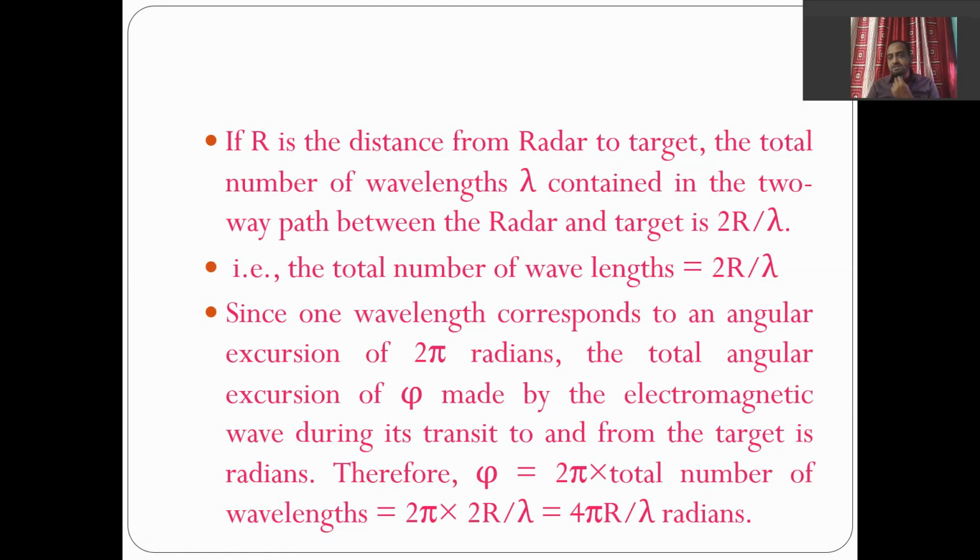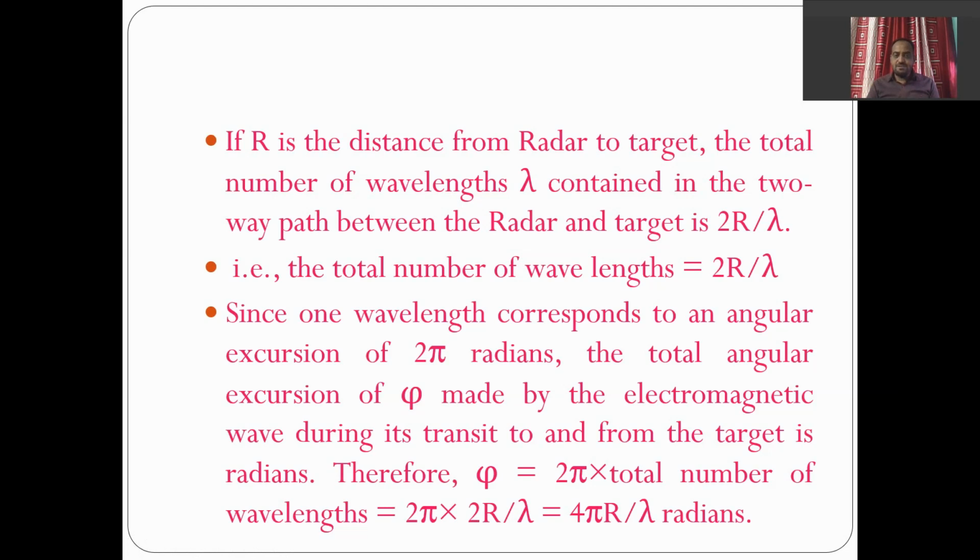Since one wavelength is a phase change of 2 pi radians, one wavelength represents a phase change of 2 pi radians. So this phi is equal to 2 pi radians, which corresponds again to lambda.